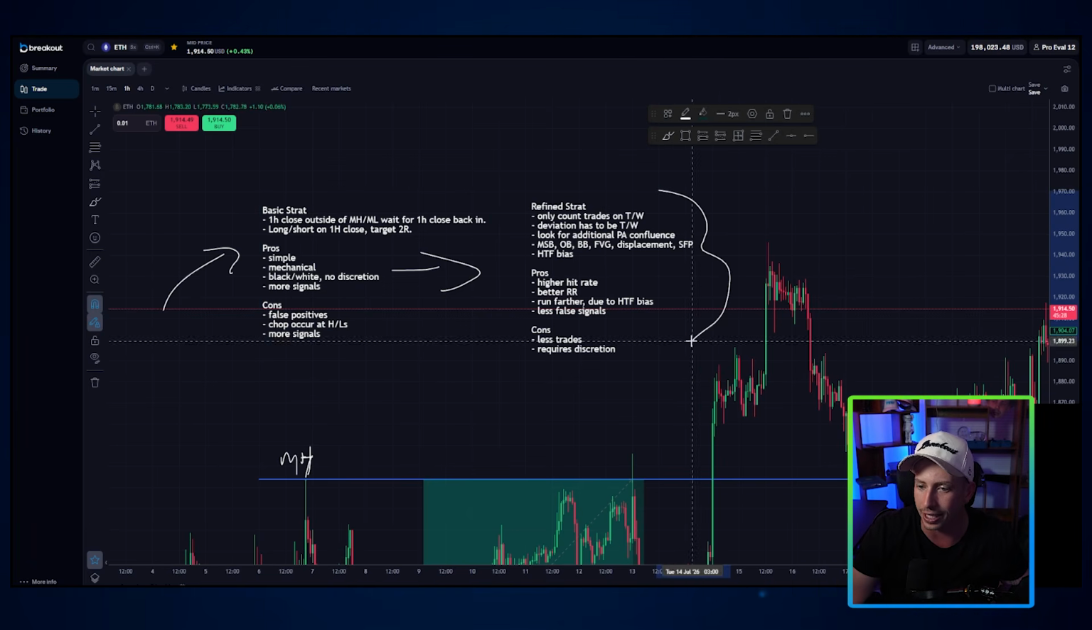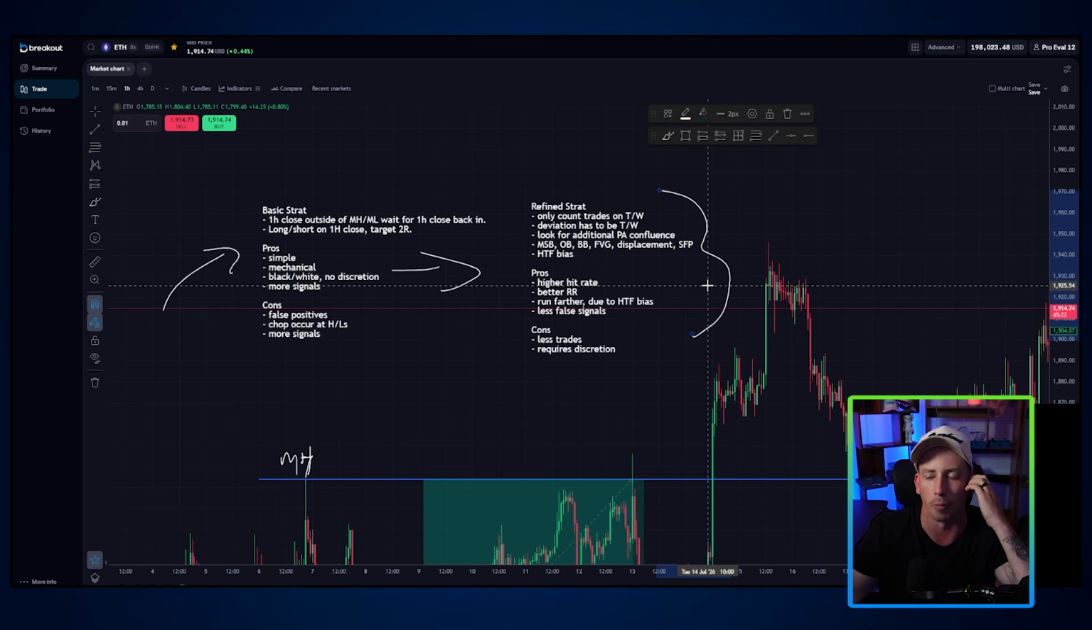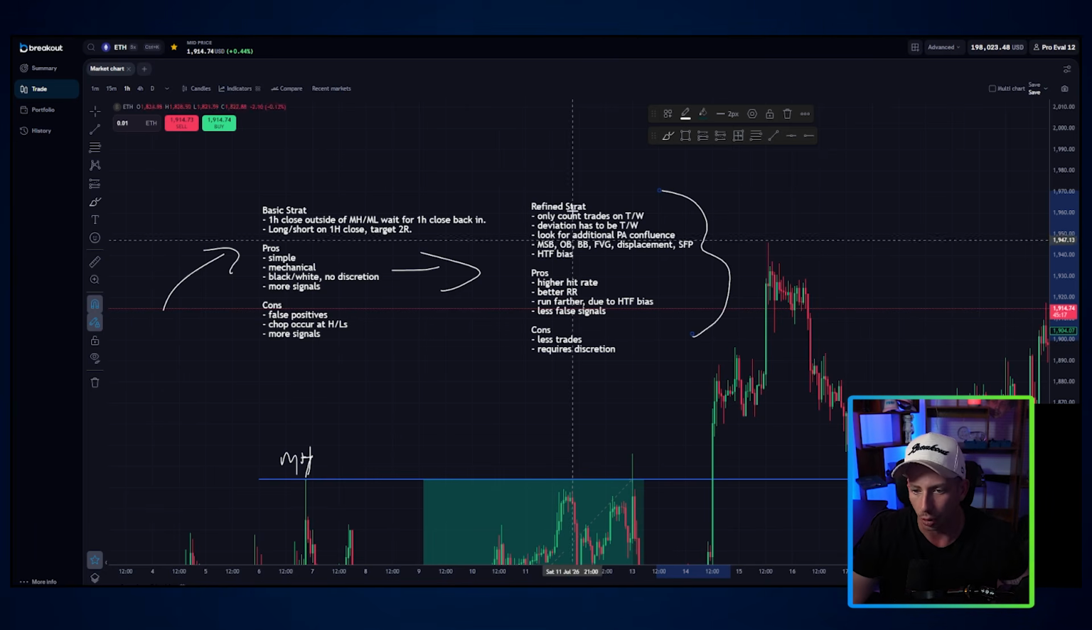When you add these kind of refined items in here, it becomes a more durable strategy that's going to work in all market environments because you're going to filter out some of those bad trades with some of these things here that might get picked up here.